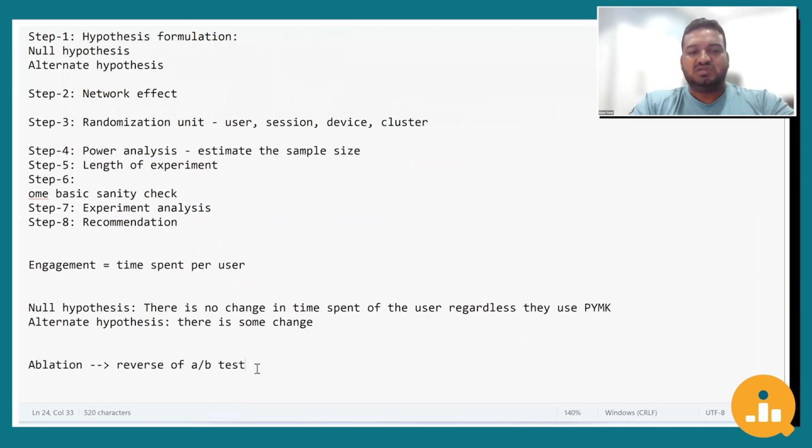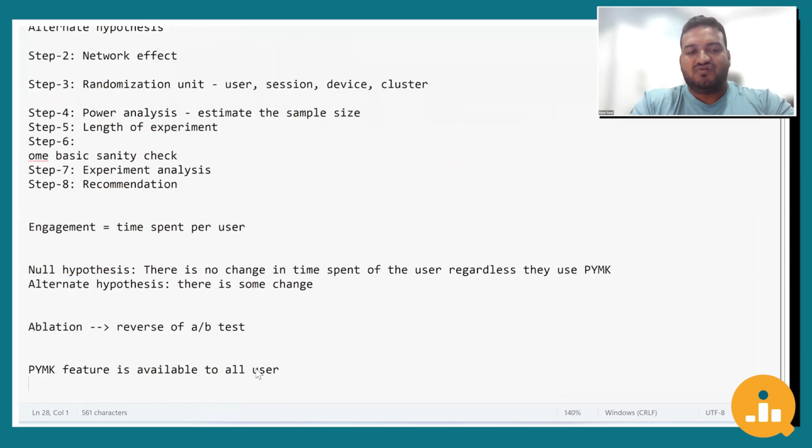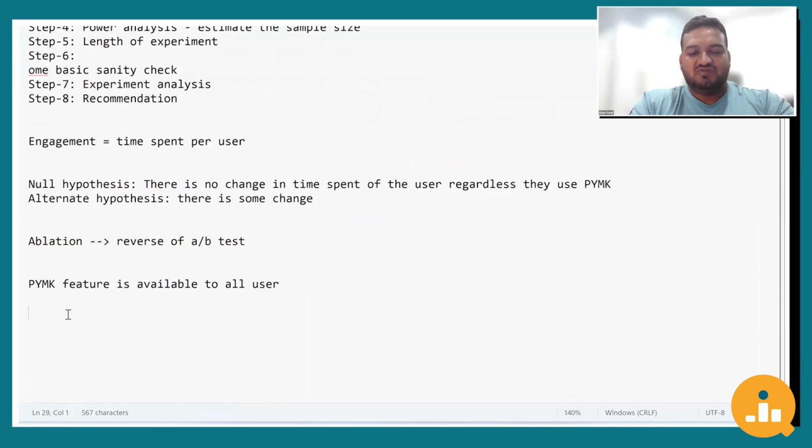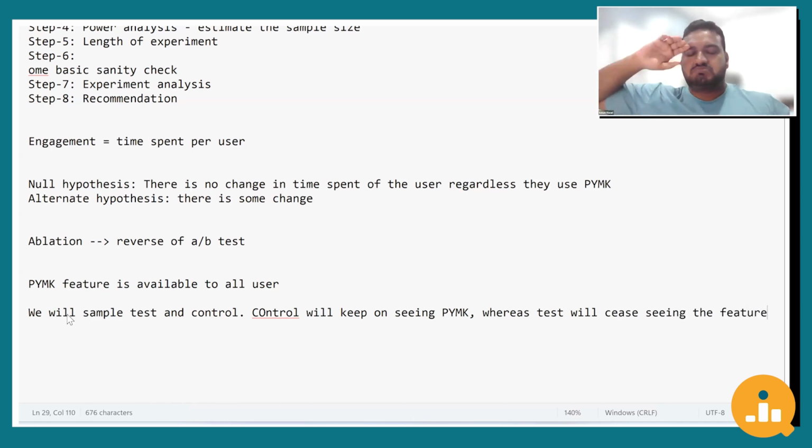So what's the situation here? The People You May Know feature is available to all users. Now, from our user base, we will sample test and control. Control will keep on seeing the PYMK feature, whereas test will cease seeing the feature. And then we analyze whatever our null hypothesis or engagement metric was. We will monitor the change on that metric over a period of time.